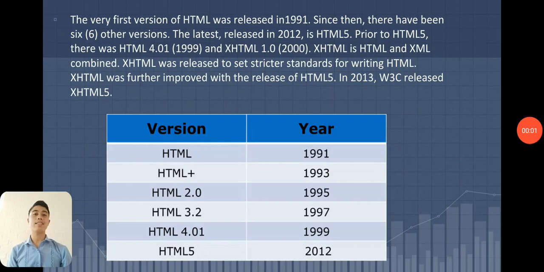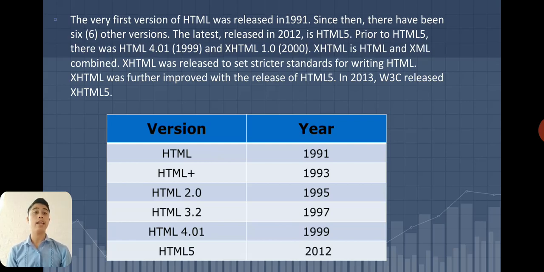Now students, let's discuss the different versions of HTML. So the very first version of HTML was released in the year 1991. So, it was simple HTML. Since then, there have been 6 other versions. The latest was released in the year 2012, which is HTML5. Prior to HTML5, there was HTML 4.01 in the year 1999 and XHTML 1.0 in the year 2000.